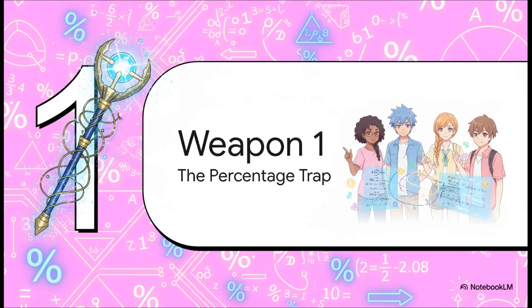So, let's talk about our first weapon. This one is designed to diffuse one of the most common, most sneaky traps on the entire test, the percentage trap. It looks so simple, but it's built to prey on your gut feelings and catch you completely off guard. But we're not going to let that happen.